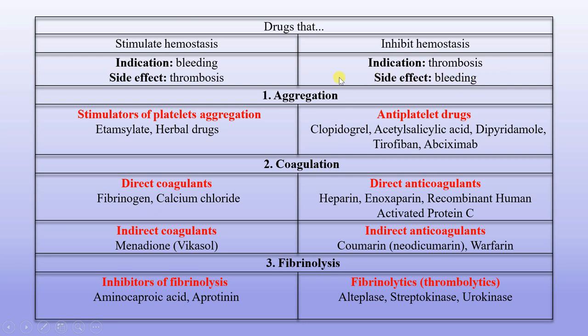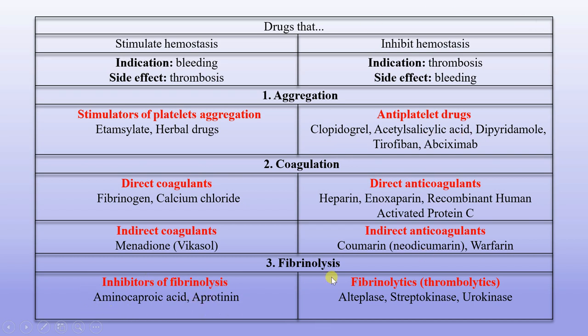There are three main targets on which these drugs are acting. First, aggregation, second, coagulation, and third, fibrinolysis. On the left side, you can see that those drugs which are acting on aggregation, we can call them stimulators of platelet aggregation, are etamsylate and herbal drugs. Coagulation-acting ones we can divide into direct coagulants, fibrinogen and calcium chloride, and indirect coagulants, menadione, or commercial name Vicasol. And third, fibrinolysis. Here we can see inhibitors of fibrinolysis, for example, aminocaproic acid and aprotinin.